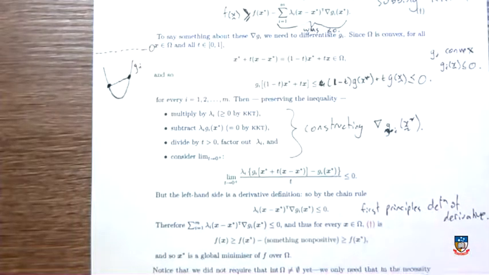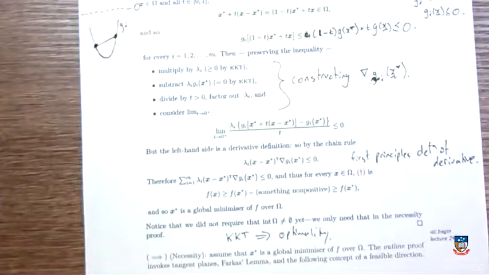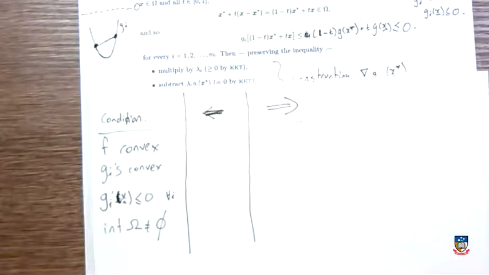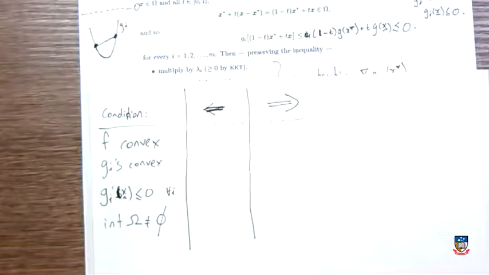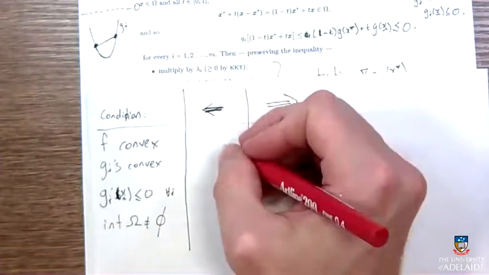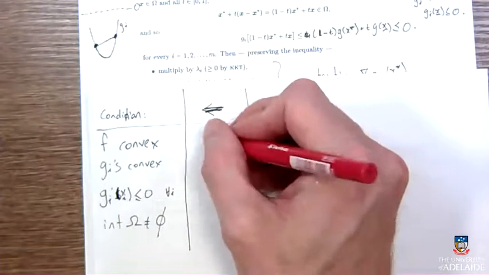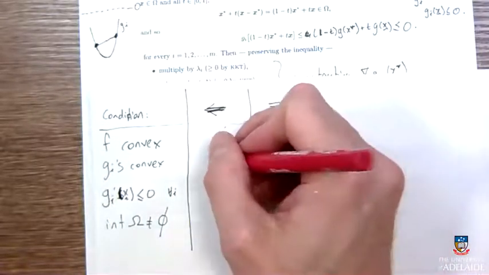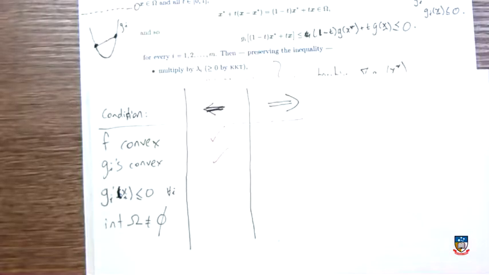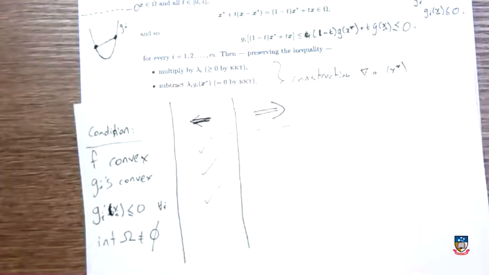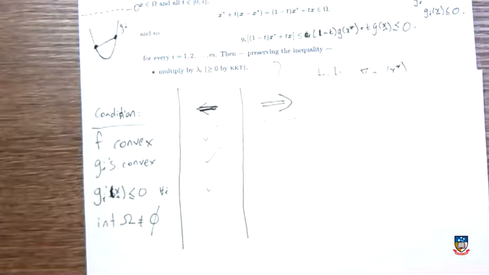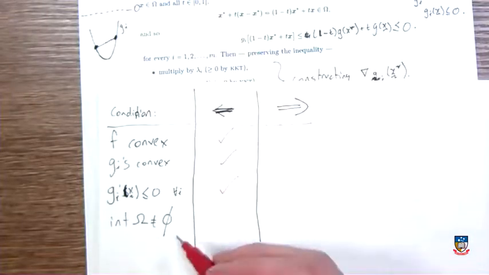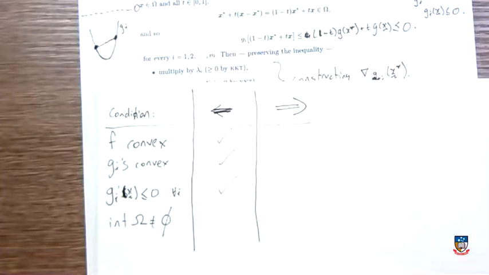So, interestingly, coming back to my little list of conditions here, what did I use, right? So to prove the sufficiency direction here, I used that f is convex, right? So that was the first line. I wrote down convex functions lie above their tangents for f of x. I definitely used that the GIs are convex, and I used that they're negative, so that I could construct my gradient of g. I didn't actually need to use that the interior of my convex set omega is non-empty.